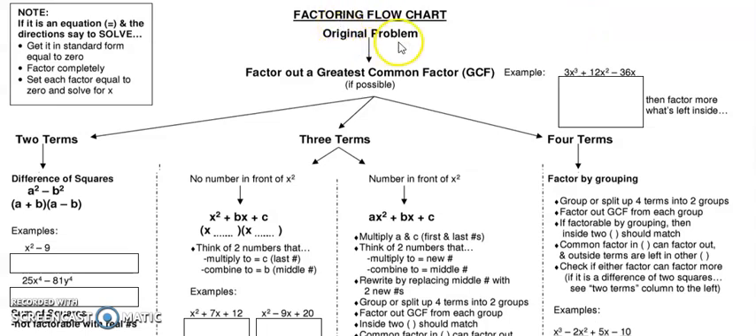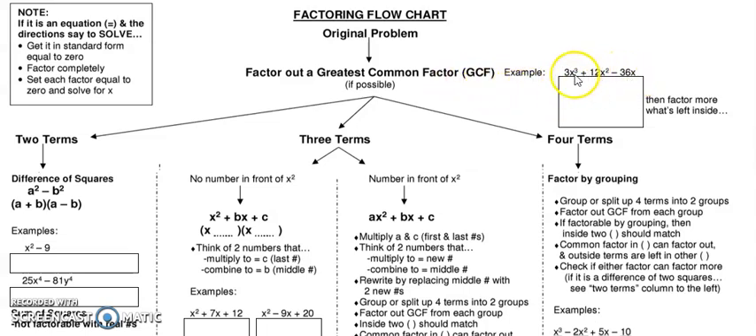So for this factoring flow chart, it says here that if you have your original problem, the first thing that you do, regardless of what kind of polynomial you have, whether it's a binomial with 2 terms, a trinomial with 3 terms, or a polynomial with 4 or more terms, you're going to start with factoring out the GCF. We've seen that already, and I've actually told you this as well, that you always start out with a GCF.